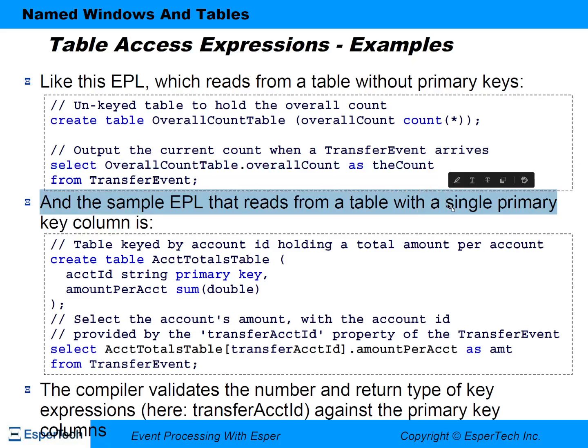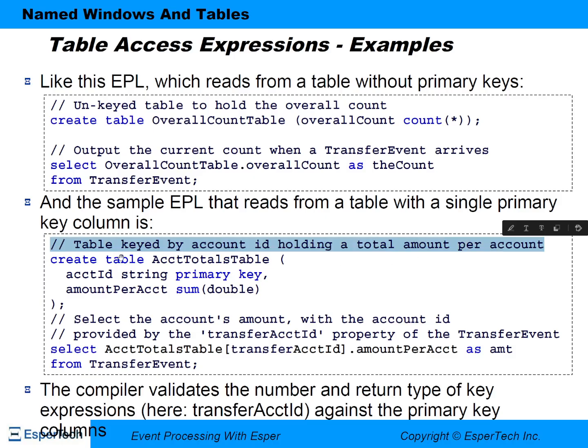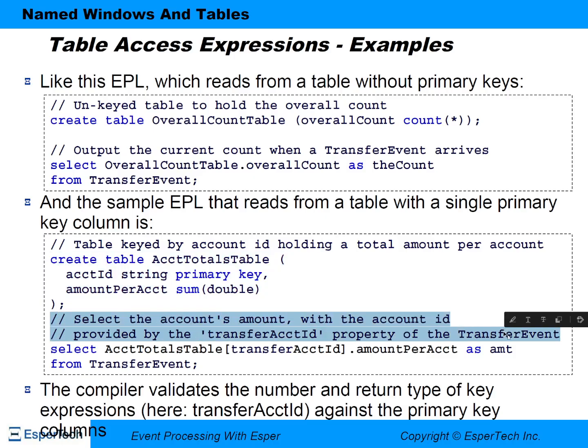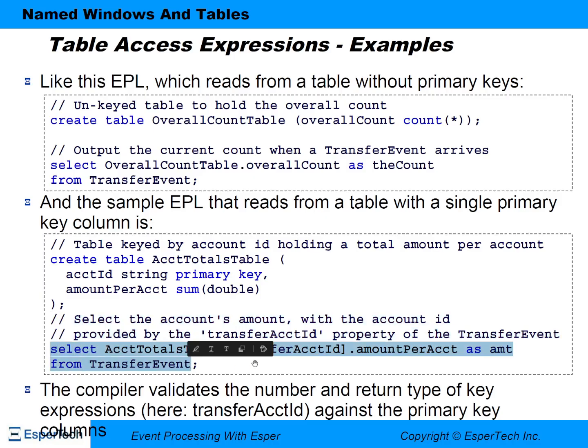And the sample EPL that reads from a table with a single primary key column is. The example defines a table keyed by account ID to keep a total amount per account as a sum of double. Create table AccountTotalsTable (accountId string primary key, amountPerAccount sum(double)). The next statement selects the account's amount, with the account ID provided by the transferAccountId property of the transfer event. Select AccountTotalsTable[transferAccountId].amountPerAccount as AMT from TransferEvent.